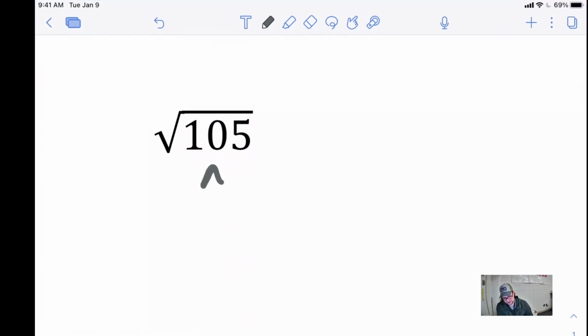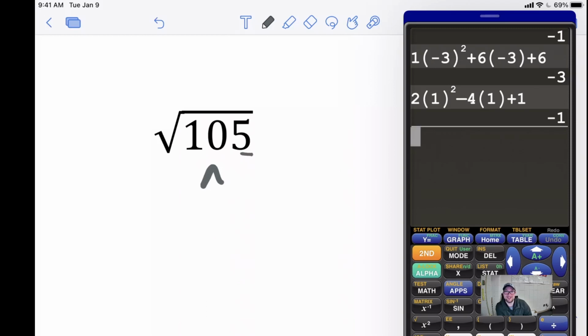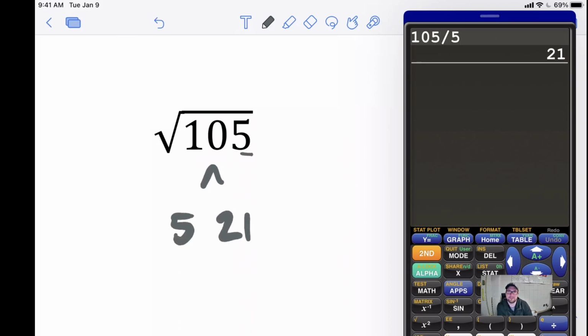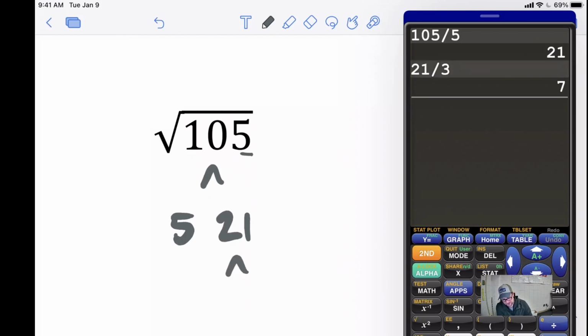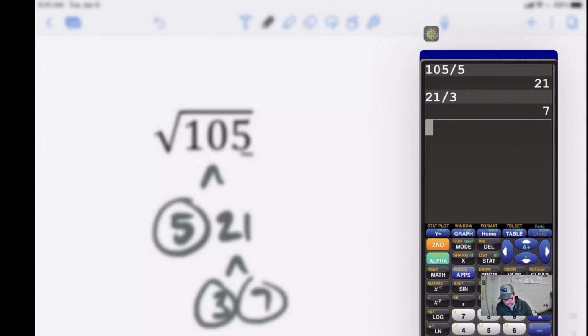Now, I'm not sure about 105, so I'm going to grab a calculator. Since it ends in 5, I do know 5 is going to go into it. So if I take 105 and I divide that by 5, I get 21. That means this is 5 times 21. Now, 21, I know divided by 3 is 7, so that means I can rewrite this as 3 and 7. And since none of these numbers get smaller, that's as good as this gets.